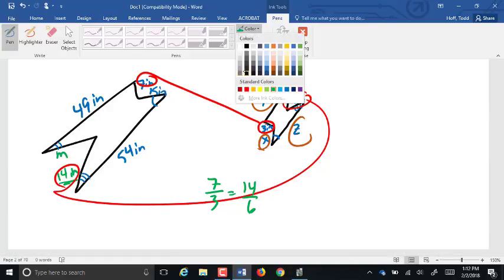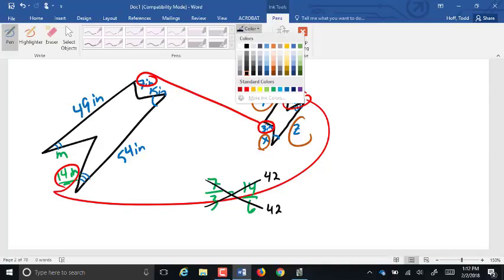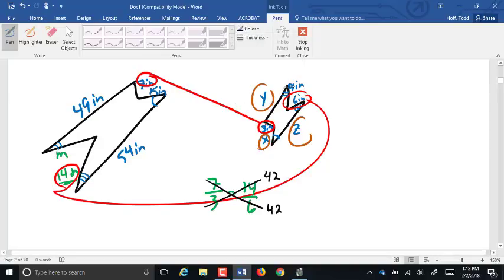Well, we can just do a straight cross multiplication. 3 times 14 is 42. 7 times 6 is 42. Since those are the same, those are equal ratios. So now then, we can use either one of them. I'm going to use a 7 over 3 just so I'm working with smaller numbers.